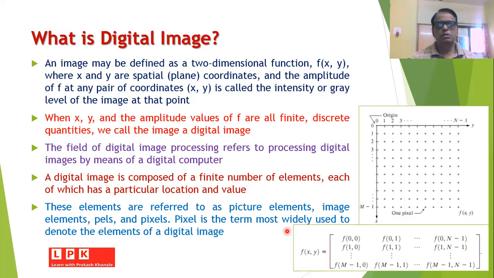The elements are referred to as picture elements, pels, or pixels. Pixel is the most widely used term to denote the elements of a digital image. As shown in this window, the image is nothing but a collection of dots or pixels. Every pixel has a certain intensity value, and this intensity value can be given by this function, and all such values can be described by using a table or a matrix.